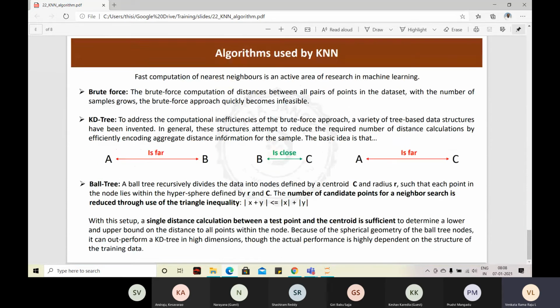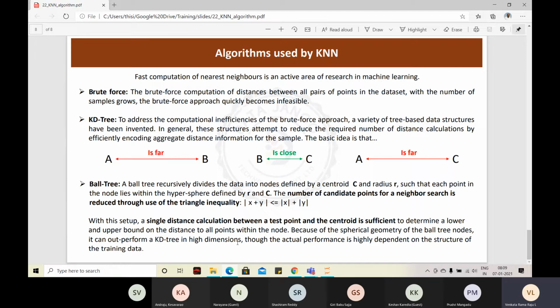How can we reduce it? There are three algorithms basically. Brute force is what we have discussed so far. It blindly takes the record, calculates distances between all the records, and takes the k nearest. The brute force computation of distance between all pairs of points in the data set becomes infeasible quite quickly as the number of samples grows.